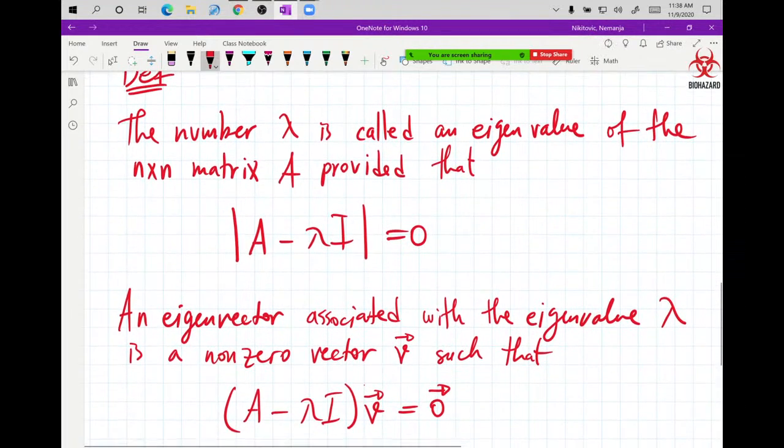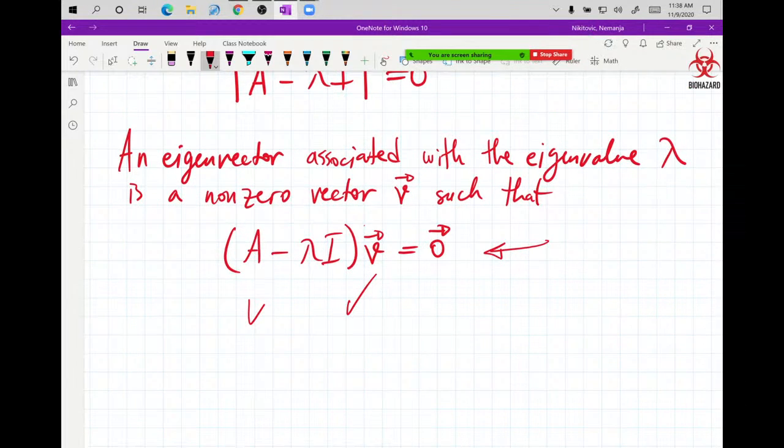So this is our life. All right. So this is a scalar 0 because the determinant equals a number, and then you solve that equation. And over here is a 0 vector because now you have a matrix times the vector that gives you a vector, and that can only be equal to a vector, not a scalar.